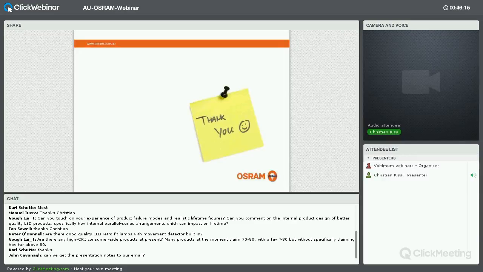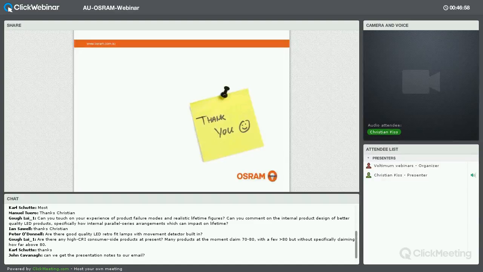So there's another quick question here. Let me just have a look. Are there any quality LED retrofit lamps with movement detection built in? I haven't seen any personally. I know OSRAM are working on one for the European market. It's just a GLS style lamp. I'm not sure how well the movement sensor works in that because the sensor's located on one end of the bulb itself. So if it's not pointing in the right direction, it would not work well at all in my view. That's a product we probably haven't really considered for the Australian market in great depth at this point in time.